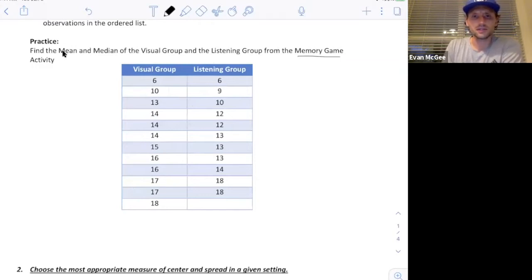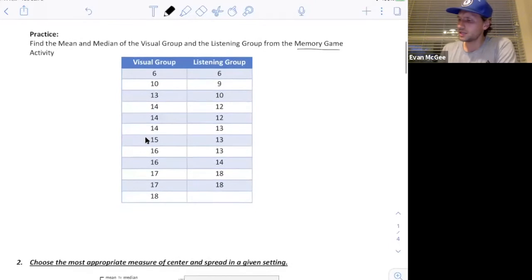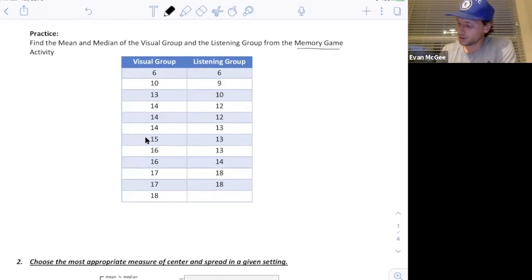So they ask us to find the mean and they ask us to find the median. To find the mean, obviously, you can just add all these values together and then divide by however many there are. And in the first group, in the visual group, I should say, there are 12 students. And in the listening group, there are only 11 students. That'll be helpful for us when we're calculating the median. But I want to show you how to find the mean on your calculator. So I'm going to share my screen with my calculator here.